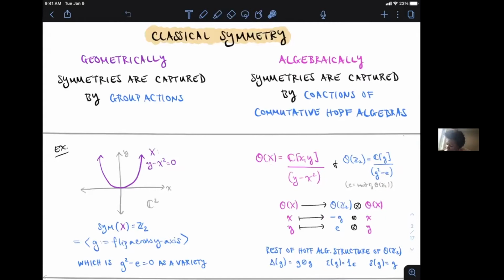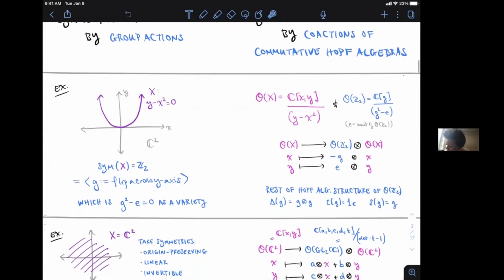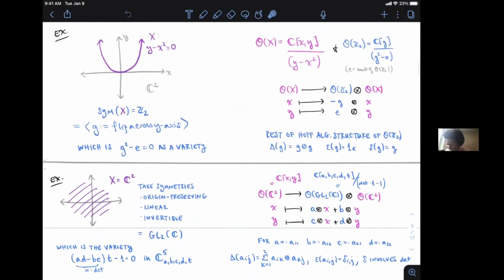But the example that we really want to keep in mind is the following. Let's not cut out anything. Let's just take a space, complex 2 space, and let's take symmetries of this space, but not any old symmetries, linear symmetries. So in particular, lines are going to go to lines. We want to leave the origin alone, and we want symmetries that are invertible of this complex 2 space. When we take the collection of such symmetries, this is really parameterized or captured by the group GL2C, the group of invertible 2 by 2 matrices.